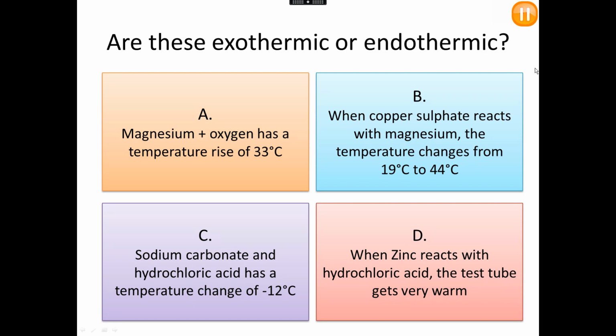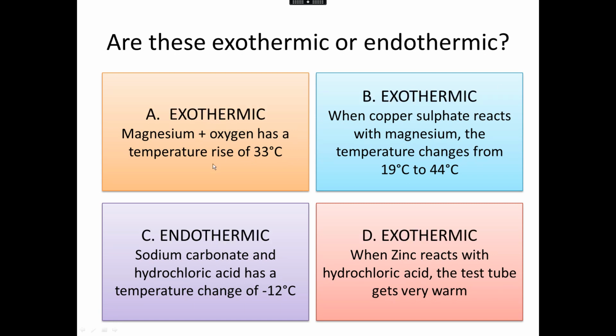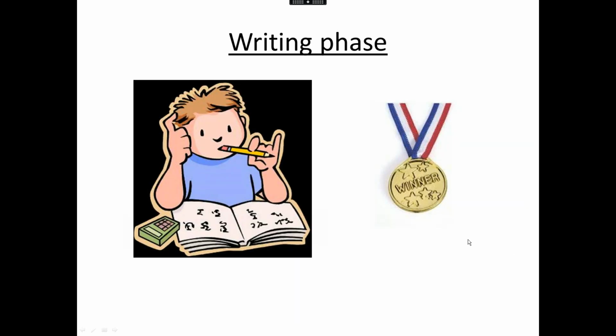Here we go once again with some answers. A was exothermic, temperature rise, temperature's going up, it's exothermic. Reaction B, the temperature's going up, exothermic. Reaction C, the temperature went down, endothermic. Reaction D, the test tube got very warm, the temperature must be going up, it's giving out heat energy, it is exothermic.